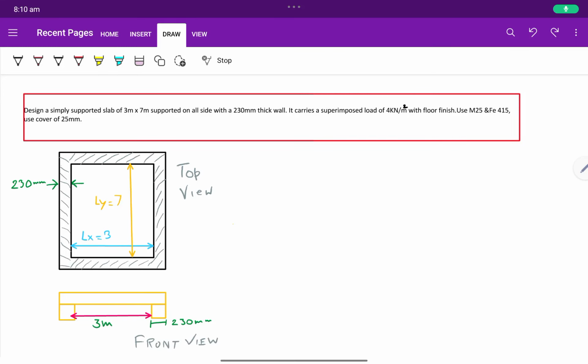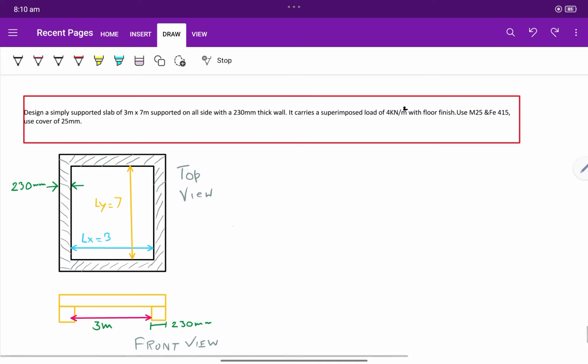So welcome all. This is the continuation of the one-way slab part 2. In part 1 we have seen the concept and the steps to be followed for designing a one-way slab. So in this video we will see a numerical and we will clear all our doubts. Okay, so let's start.